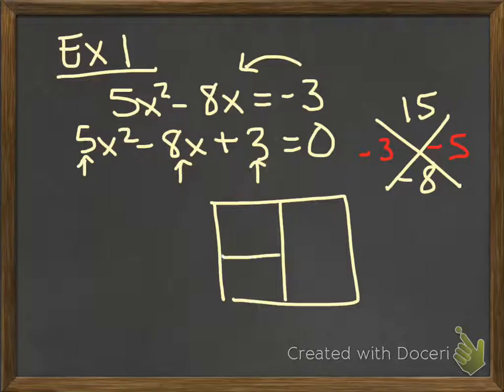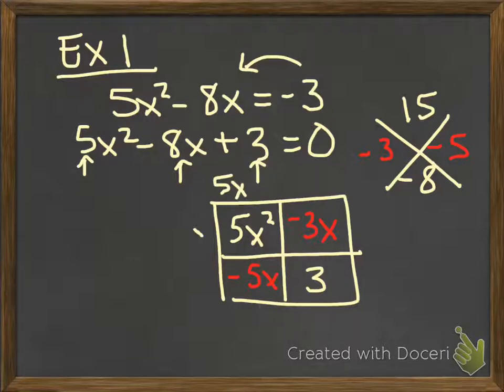The first term, 5x squared, goes in the top left. The last term, 3, goes in the bottom right. The two side numbers go here. This is negative 3x and this is negative 5x. Okay, then you're going to multiply. How do you get 5x squared? 5x times x. X times negative 3 gives us the negative 3x. 5x times negative 1 gives us the negative 5x.